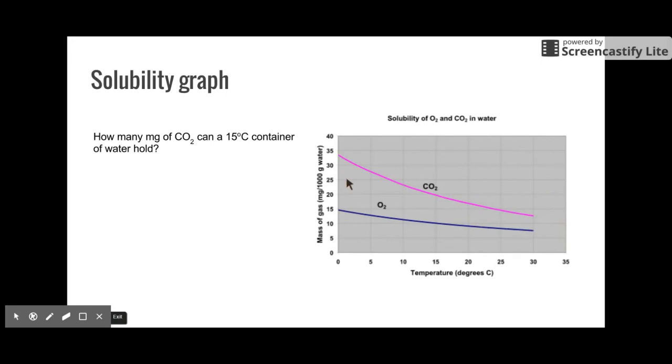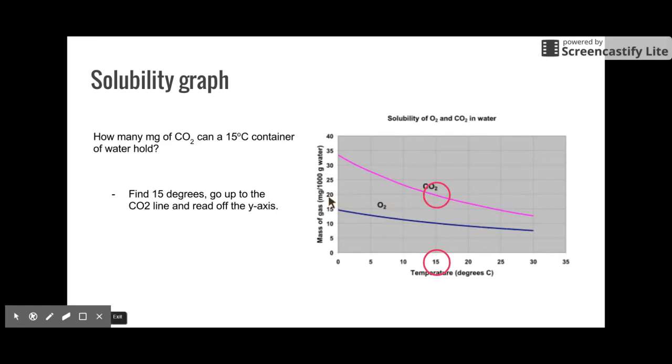So here's the solubility of gases, specifically carbon dioxide and oxygen. Notice that these go opposite of what we saw with the solids in water. In this case, how many milligrams of carbon dioxide can a 15-degree Celsius container of water hold? Same thing. We first find 15 degrees, that's right here, and we go up to the CO2 line, that's right here, and we read off the y-axis. So at 15 degrees, we can dissolve 20 milligrams of carbon dioxide in water.